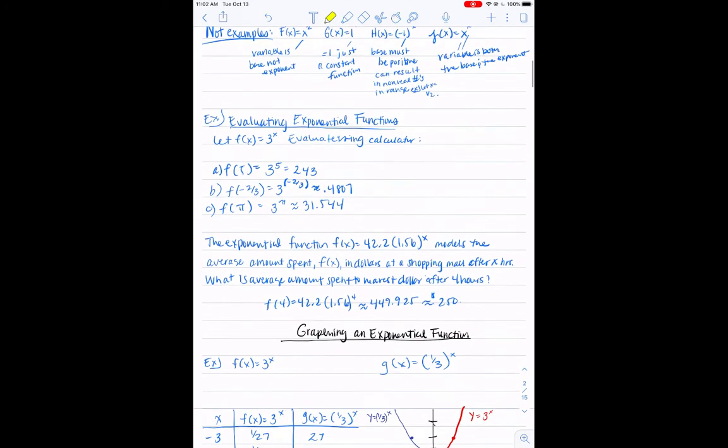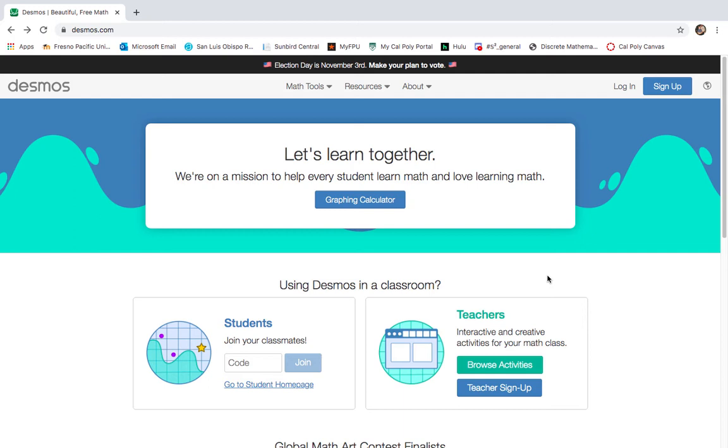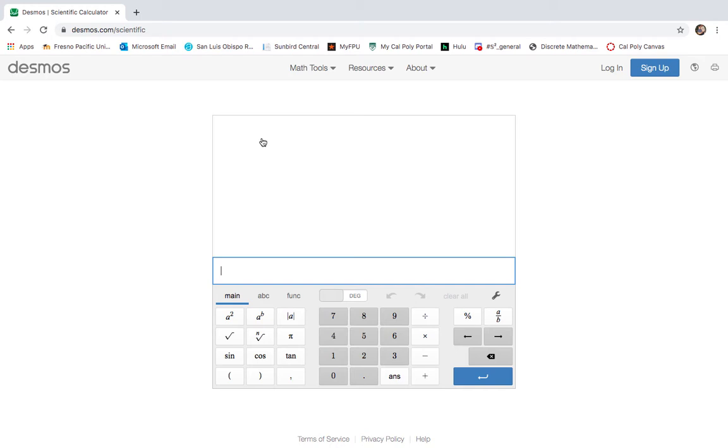So, evaluating exponential functions. Okay, so we let f of x equals 3 to the x and evaluate using a calculator. I'm going to go ahead and do that on Desmos. If you don't have a graphing calculator, you can go ahead and use Desmos. So here I am on Desmos, and then you go ahead and go to Scientific Calculator. And then let's do our example. So I have 3 to the x, and I'm evaluating each value here, A through C.